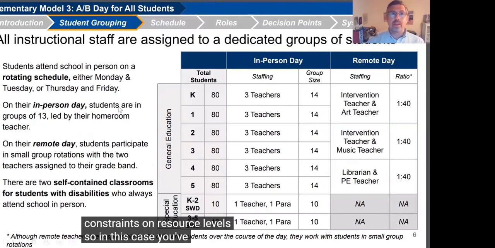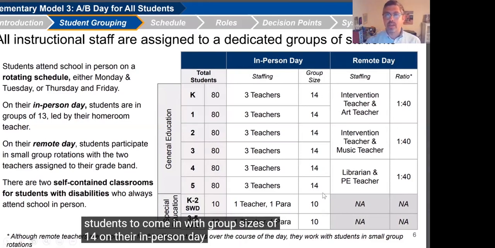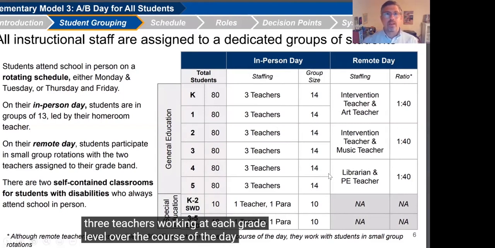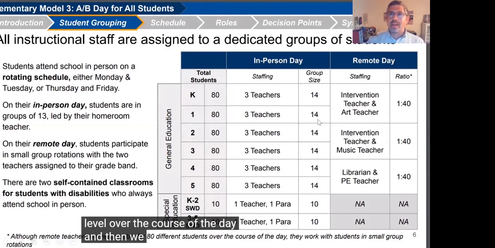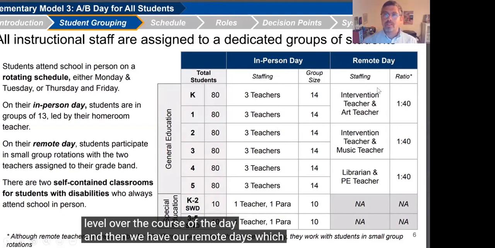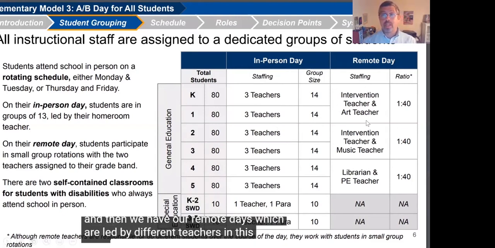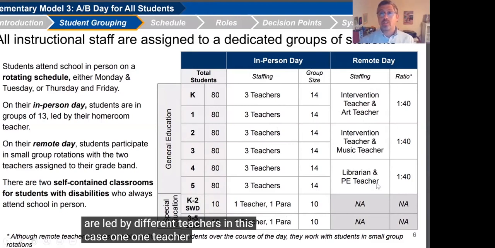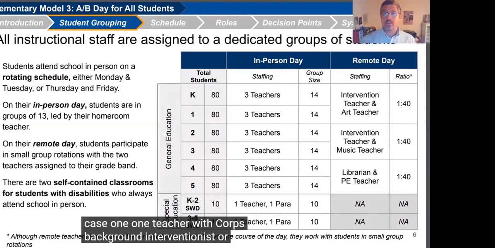So in this case, you've got staffing for students to come in with group sizes of 14 on their in-person day. And to do that, given the size of the school, we have 3 teachers working at each grade level over the course of the day. And then we have our remote days, which are led by different teachers. In this case, one teacher with a core background, interventionist or librarian, and 1 non-core teacher together.